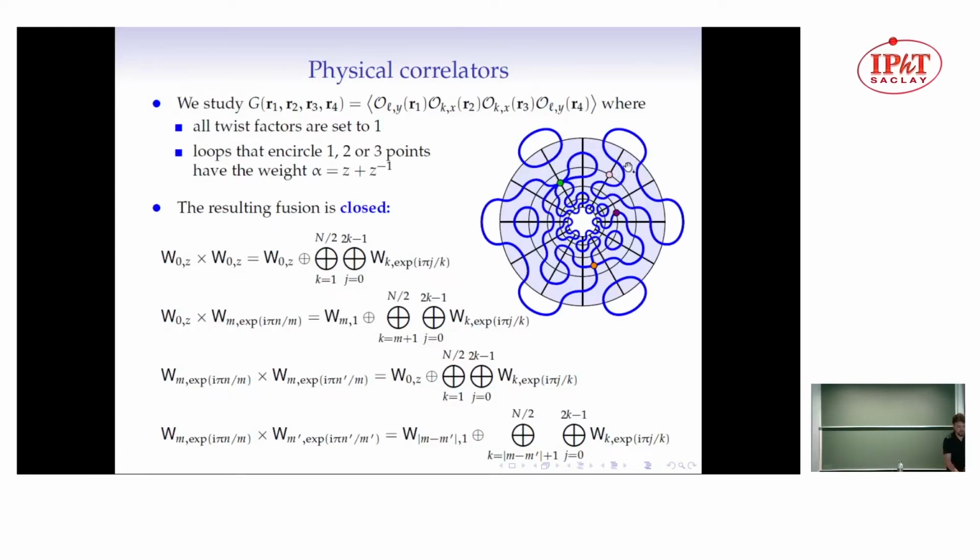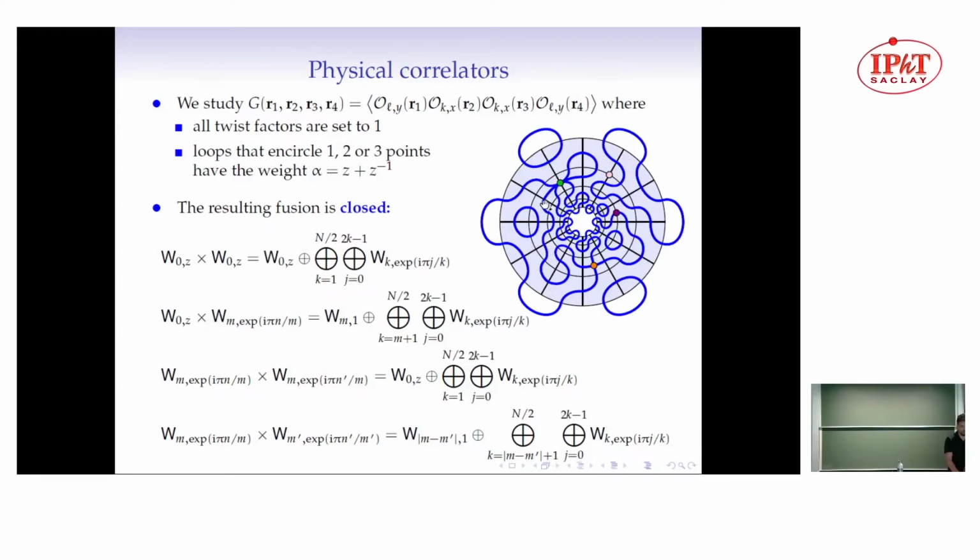So when I fuse them, I need to put precisely this on the right-hand side, right? I want that loop surrounding both of them to have precisely the weight z plus 1 over z. But if I went further and then fused again, and then produced something that surrounded all my 4 points, I would have to replace this by w0 comma minus q.